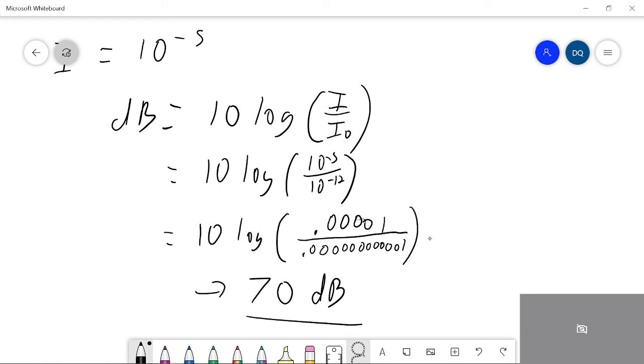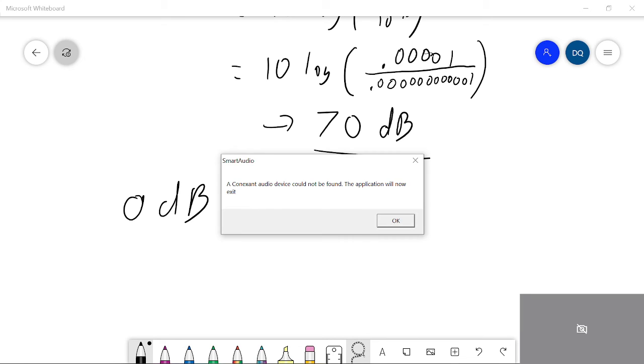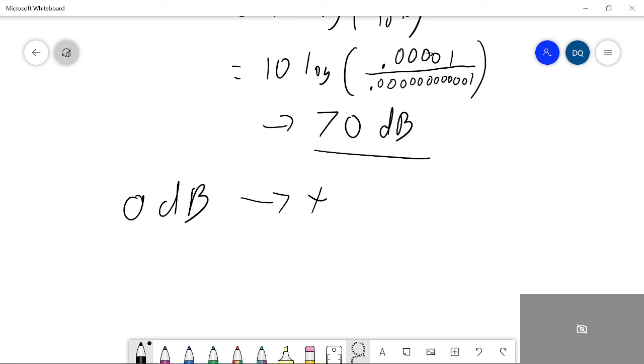So the decibel scale ranges typically from about 0 to 100. I mean, it can go higher for crazy loud sounds. Just to give you a bit of a reference here, if 0 decibel is the threshold of human hearing, so that goes from dead silence to hearing something but not being able to tell really what it is.